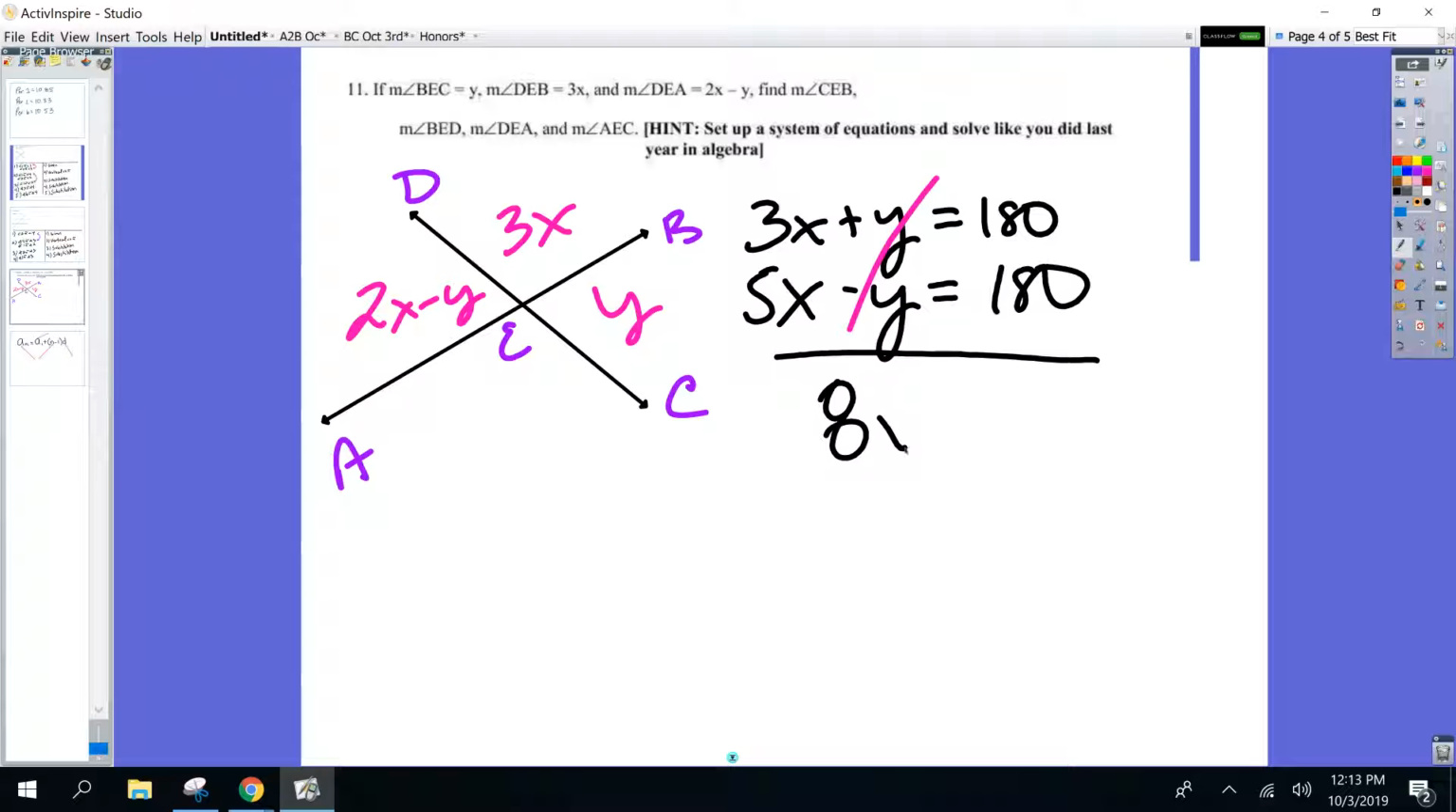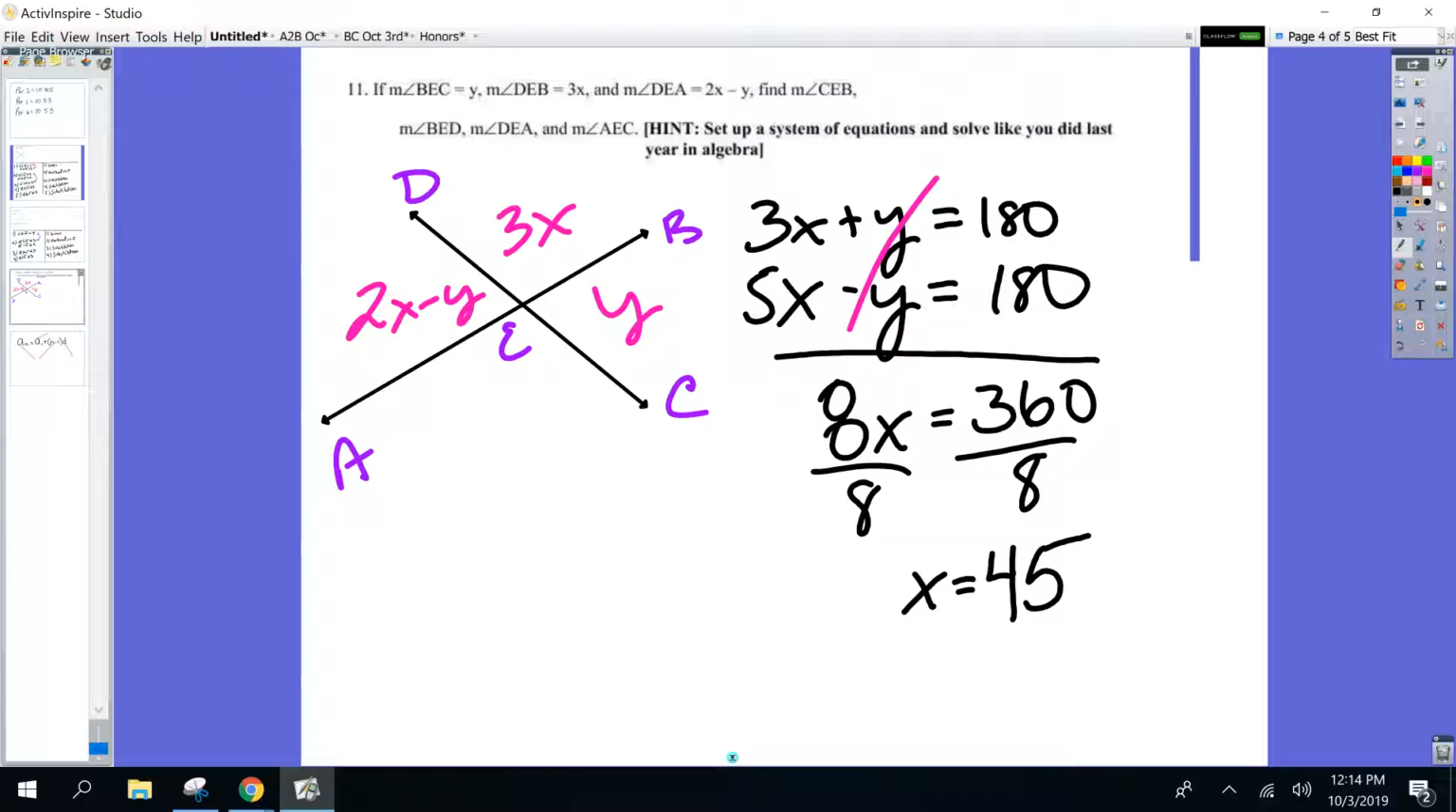How many x's was I left with? 8x. And now here's where some of you may have got tripped up, even though you got this far. You don't keep the 180, 180. You combine, right? You didn't leave 3x, 3x. You did 3x and 5x, gave me 8x. 180 and 180 give me 360. And then divide both sides by 8. The value of x was equal to 40, not 40, 45 for x.